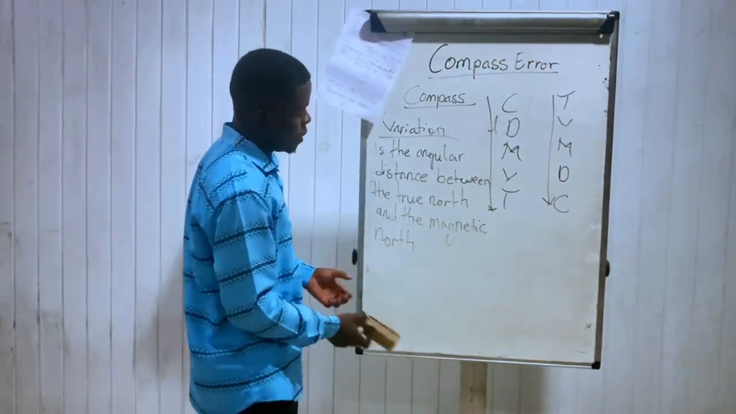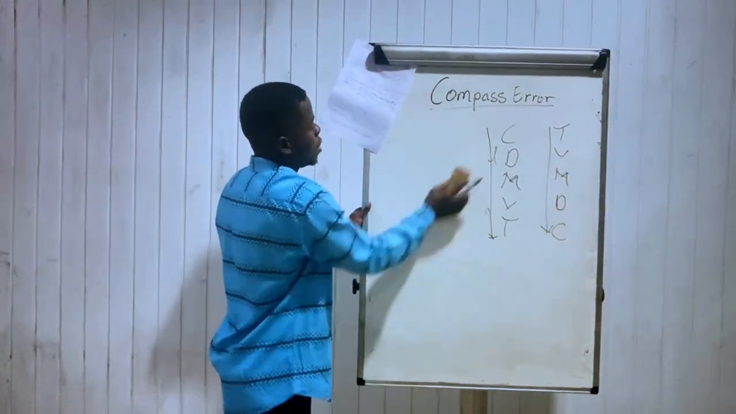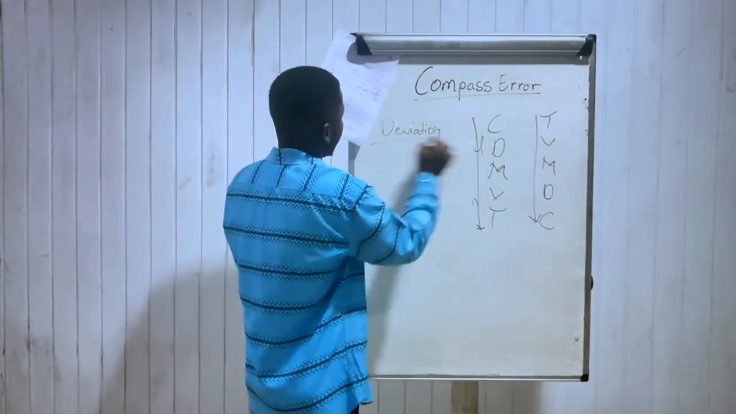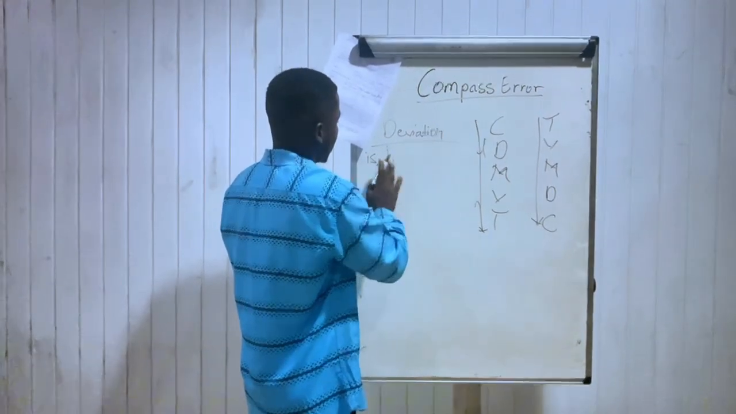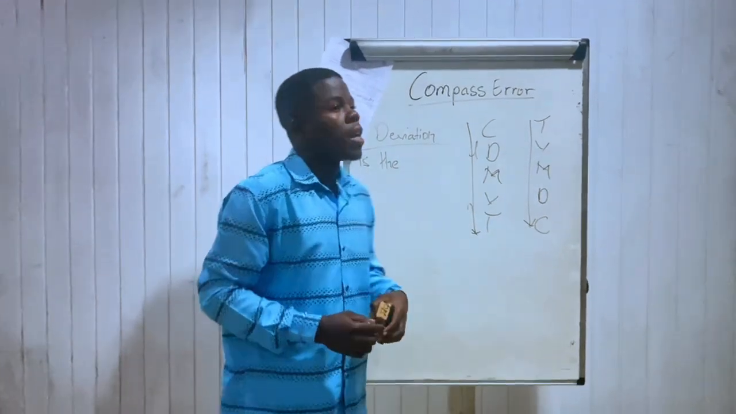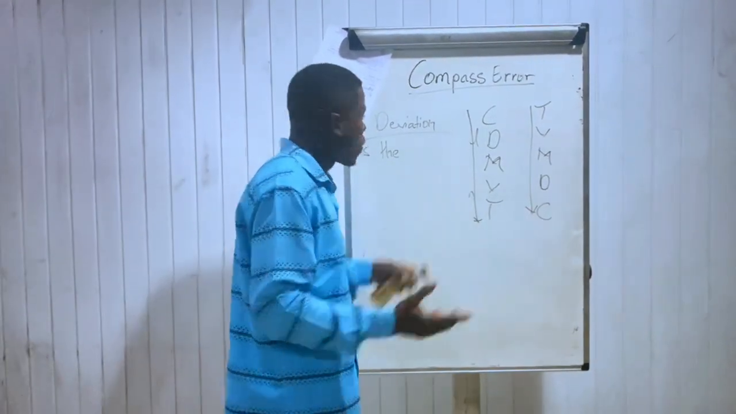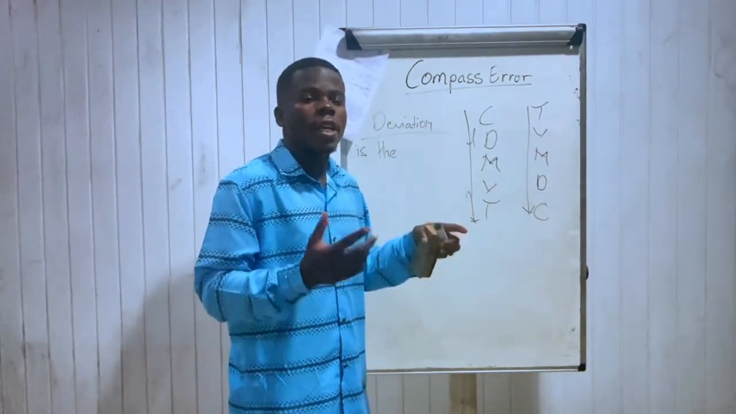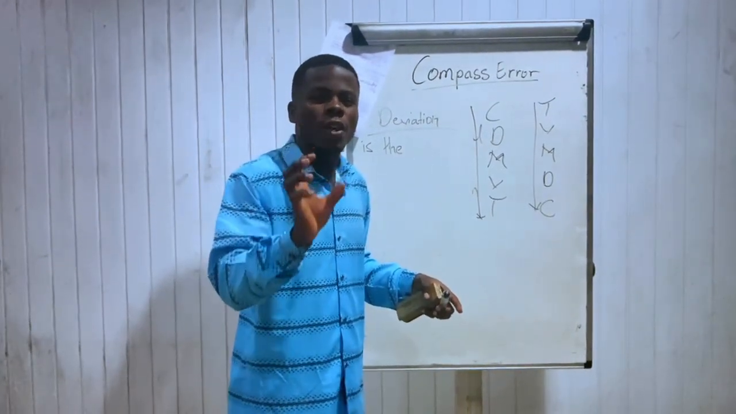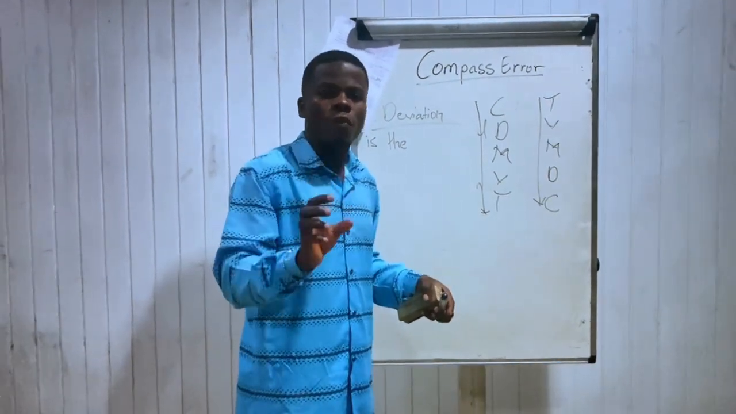Now, let me move on to deviation. With deviation, we can say that it is the angular distance between the inaccurate magnetic heading of a vessel and the accurate magnetic heading of a vessel.